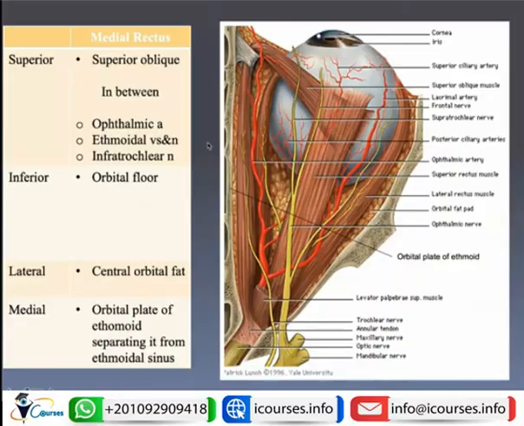Now, what are the relations of the medial rectus? Here is the medial rectus. So above it will be the superior oblique muscle, as we can see. And in between the medial rectus and the superior oblique will be the ophthalmic artery, the ethmoidal vessels and nerves, and the supratrochlear nerve. So here is the superior oblique muscle, and here is the ophthalmic artery in between the two muscles. And inferior to the medial rectus will be the orbital pad of fat. Laterally to the medial rectus will be again the orbital fat, and medially will be the orbital plate of ethmoid, as you can see here, separating it from the ethmoidal sinus.